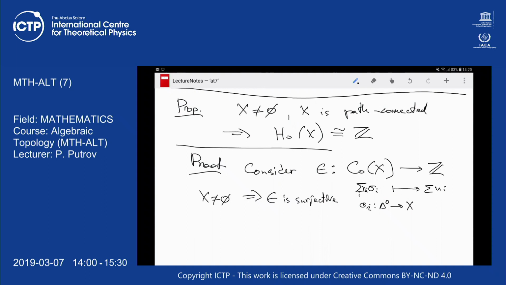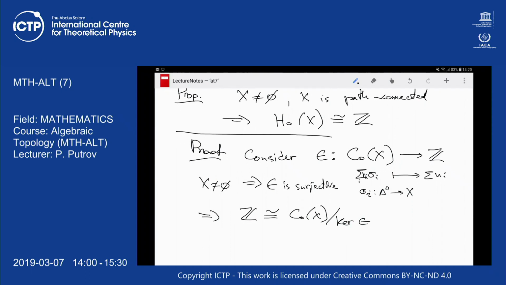So once we have this surjective map, by the main theorem of algebra, we can state that Z is isomorphic to C0 of X divided by the kernel of this map, right? Because the image of any homomorphism is isomorphic to the quotient of the space divided by its kernel.